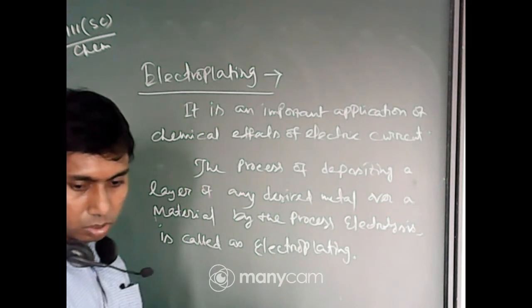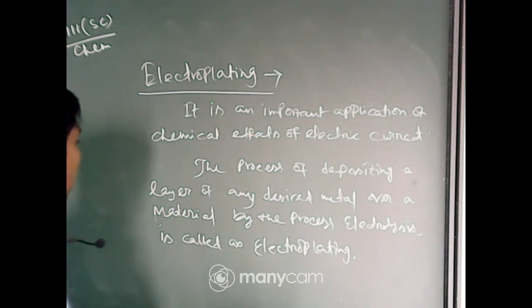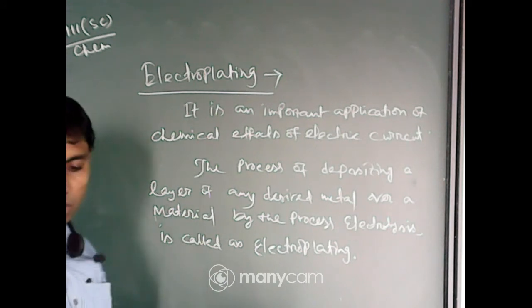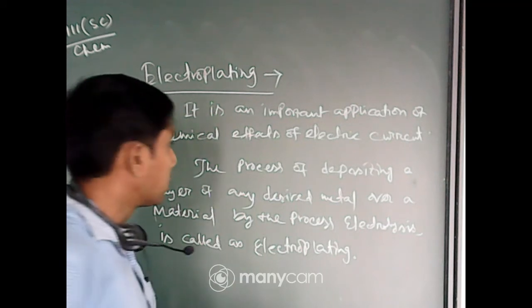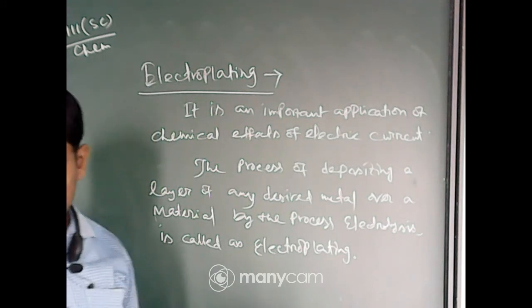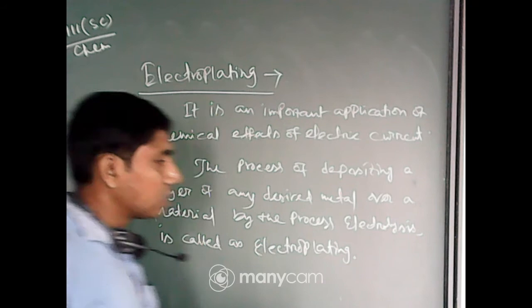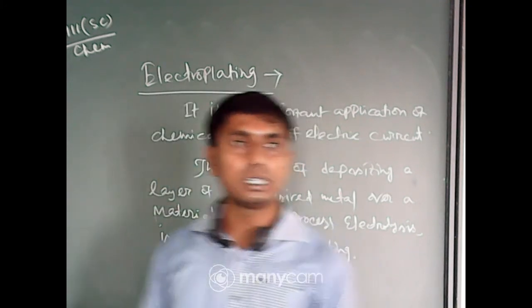Very good, Rajat. So I am again repeating the second paragraph. The process of depositing a layer of any desired metal over a material by the process of electrolysis is called as electroplating. Now, this is the definition of electroplating. If you go through your text, section 14.3 electroplating, which continues from page number 178 to 179, there are some applications given. These are the applications of electroplating.